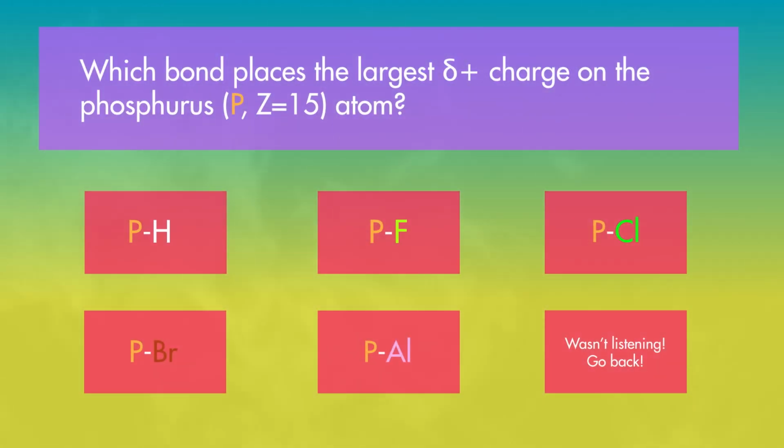The electronegativity of hydrogen is consistent with a position partway between boron and carbon on the periodic table. If you were to look up the values, its electronegativity is almost identical to that of phosphorus. Phosphorus hydrogen bonds are essentially nonpolar. Not quite. To put the largest possible delta positive charge on the phosphorus, we need the largest possible delta minus charge on the other atom. That requires the highest electronegativity.